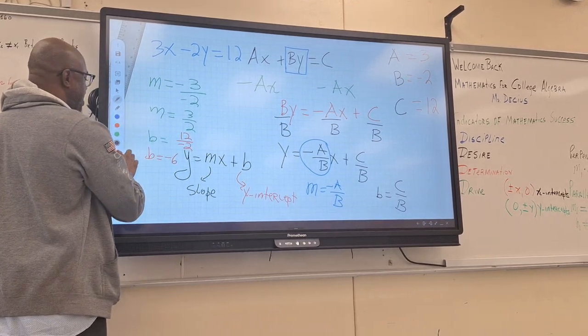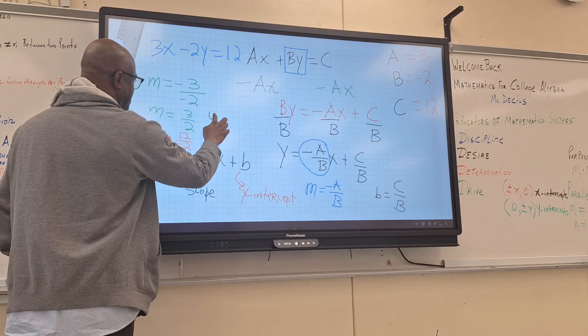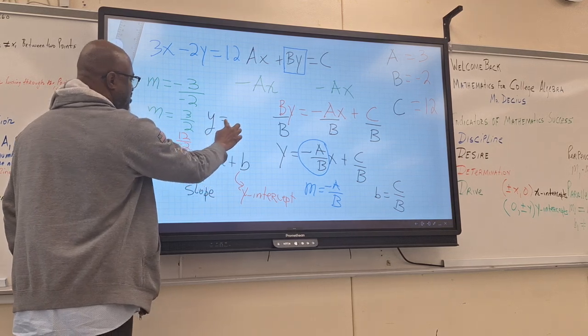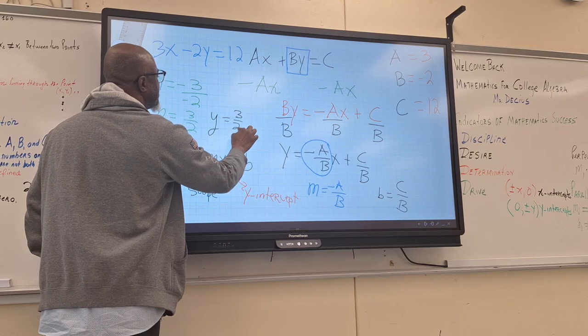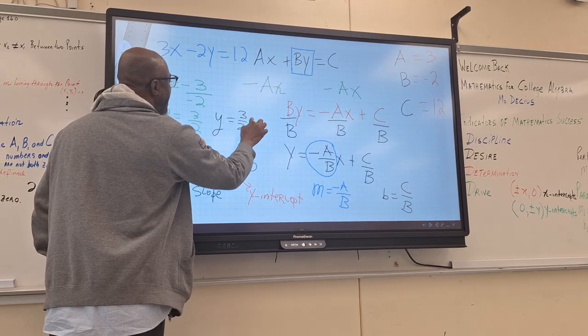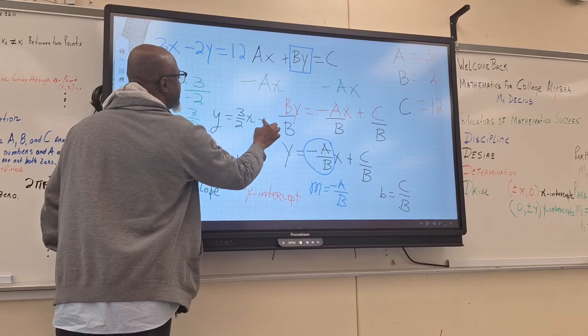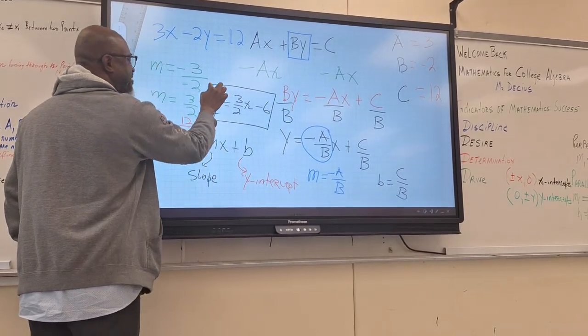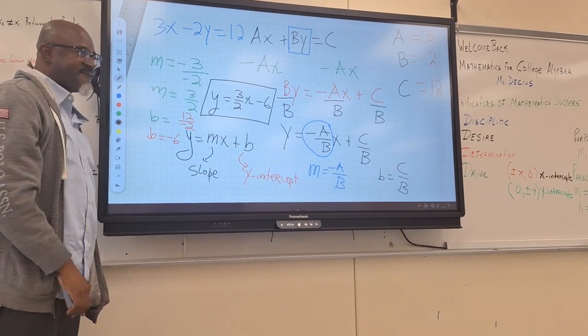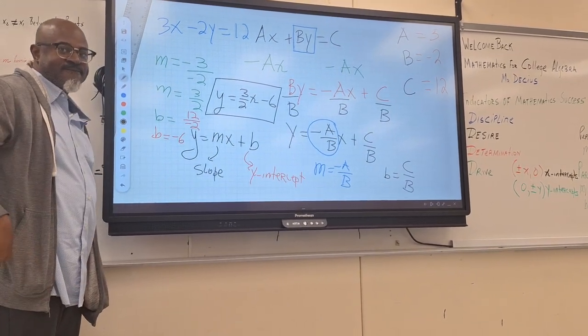In this case, what will be my equation? My equation will be y = 3/2 x plus, what? Plus -6. This is my equation in slope-intercept form, without solving for it. Does that make sense? Good.